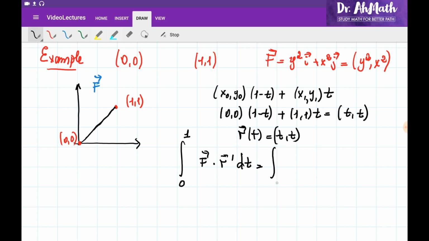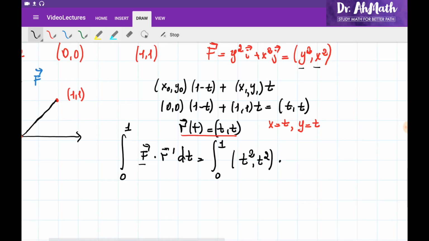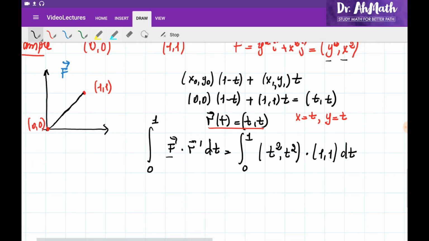So let's substitute everything here. So from 0 to 1. So when we are given the curve with this equation, the first component means x is equal to t, and the second component means y, which is also equal to t. So when we substitute F with the components y squared and x squared, I just need to substitute this with t as well, first of all. So this is going to be t squared and t squared multiplied as a dot product to the derivative of this vector function, which would be 1 and 1. So if you take the derivative of this vector function with respect to t, it would be 1 and 1, and we have to integrate this with respect to t.